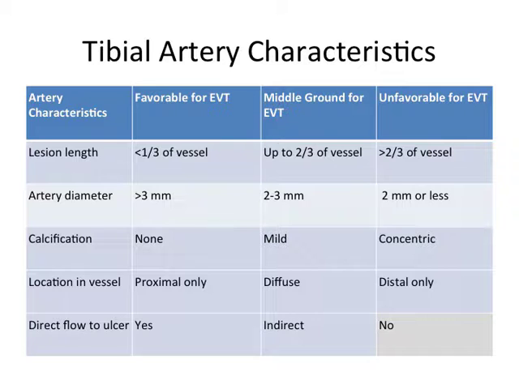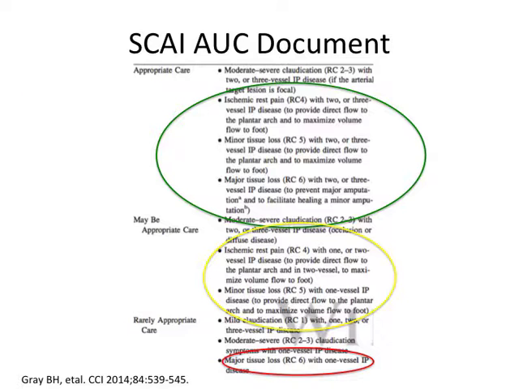In the tibial artery, there are slightly different characteristics, in that we have a harder time defining what is a short versus a long lesion, but let's just divide it up into thirds. Let's take the larger vessel as 3 millimeters or greater, and the smaller one as less than 2. Calcification is quite different, and most importantly, can I provide direct flow to the ulceration in the foot?